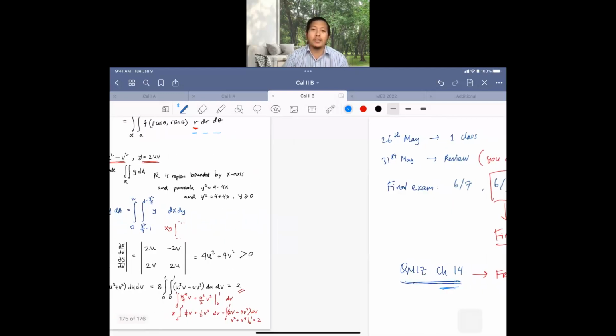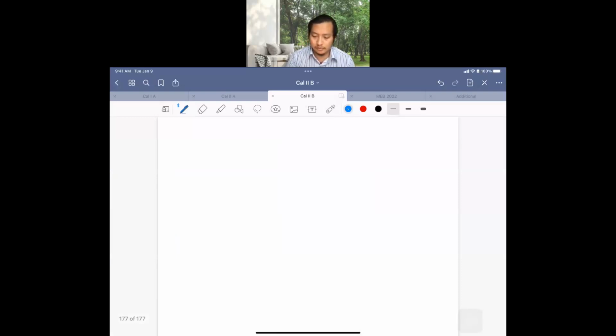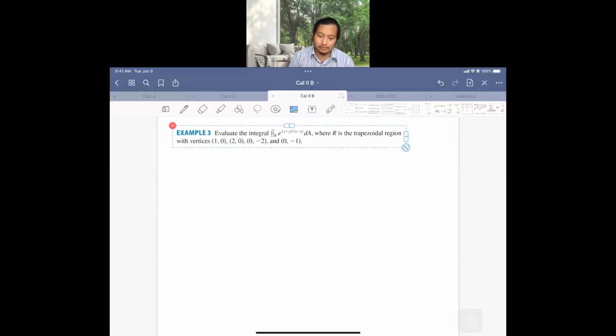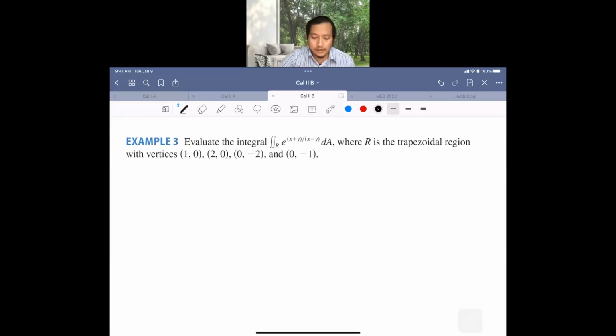Okay, let me give you one more, or maybe 2 or 3 examples. Or maybe one example first. Let me check. Okay, example 3. Evaluate the double integral where the region is R. The function is e to the power of x plus y over x minus y dA. R is the trapezoidal region with vertices (1, 0), (2, 0), (0, -2), and (0, -1).